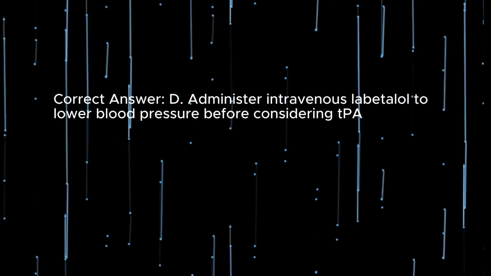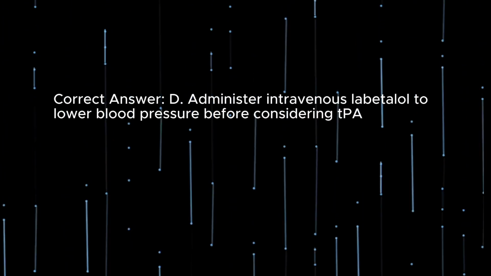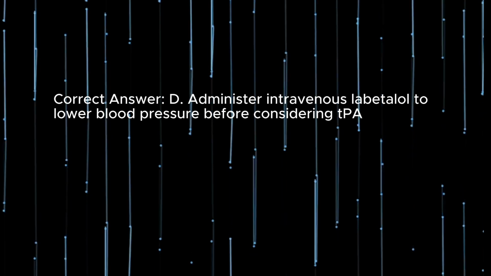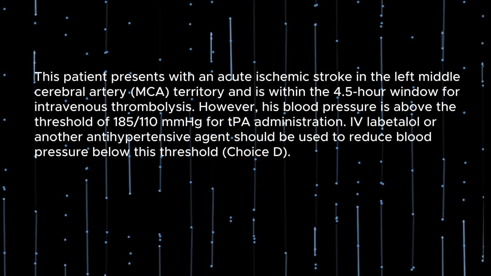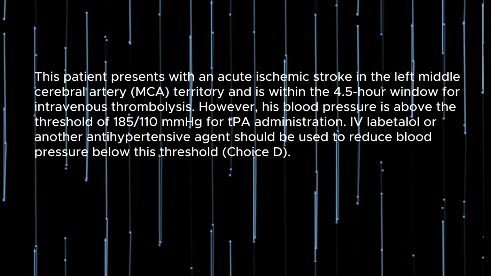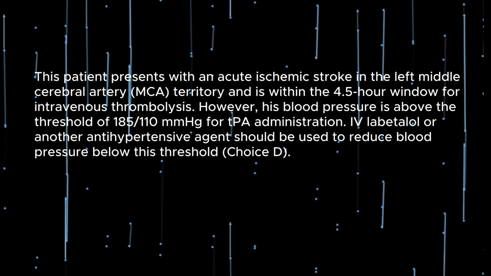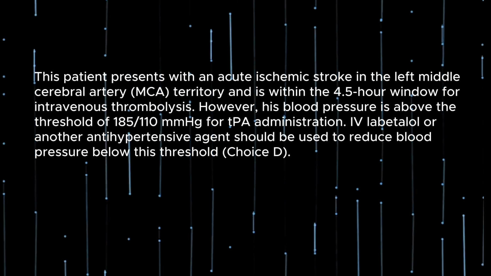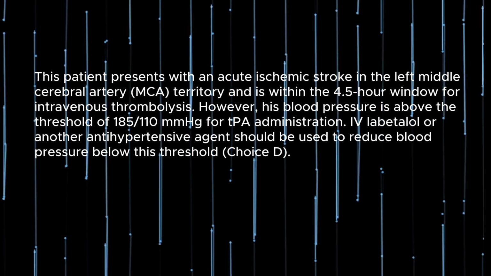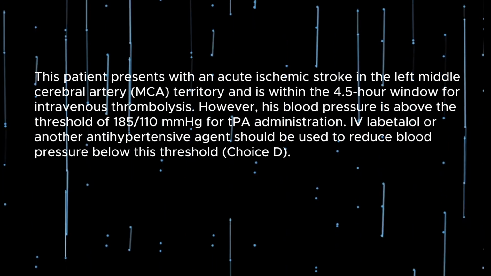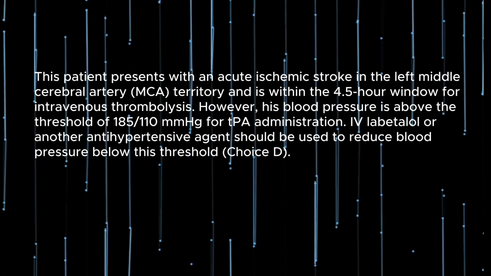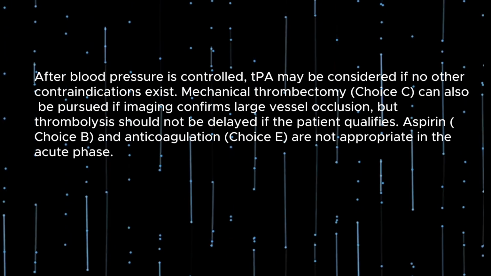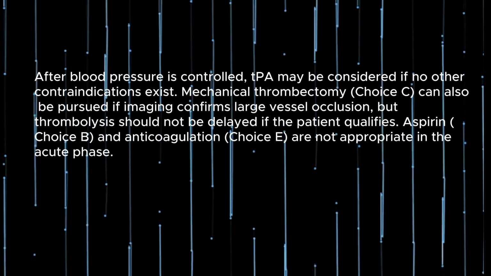Correct answer: D. Administer intravenous labetalol to lower blood pressure before considering TPA. This patient presents with an acute ischemic stroke in the left middle cerebral artery (MCA) territory and is within the 4.5-hour window for intravenous thrombolysis. However, his blood pressure is above the threshold of 185/110 mmHg for TPA administration. Labetalol or another antihypertensive agent should be used to reduce blood pressure below this threshold. Choice D. After blood pressure is controlled, TPA may be considered if no other contraindications exist.